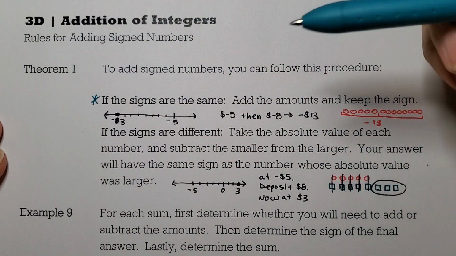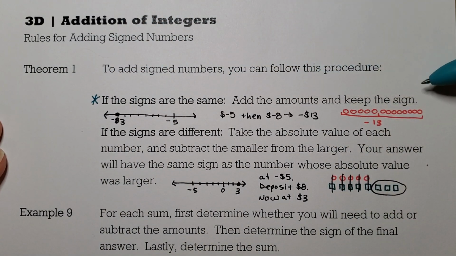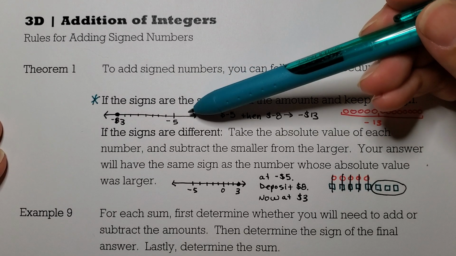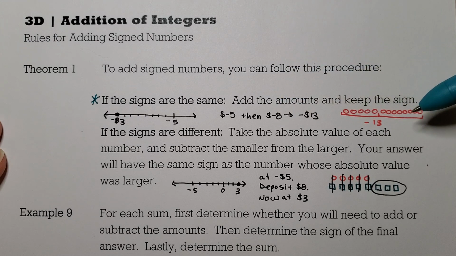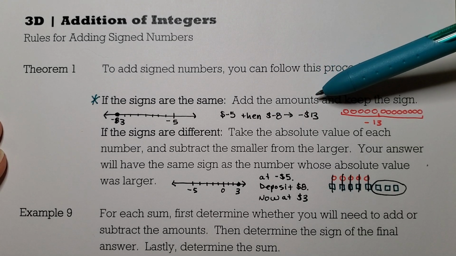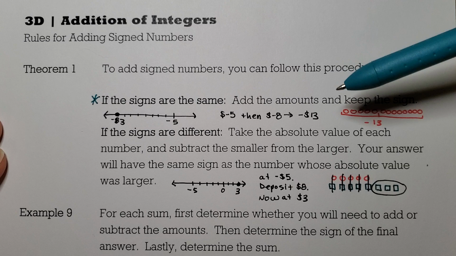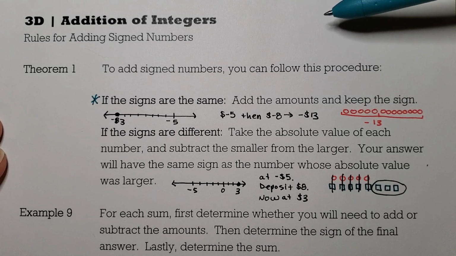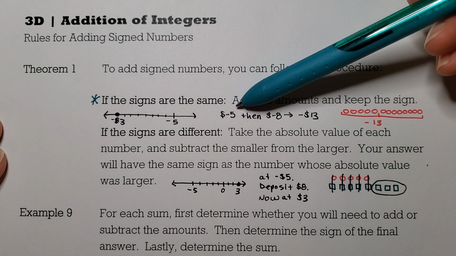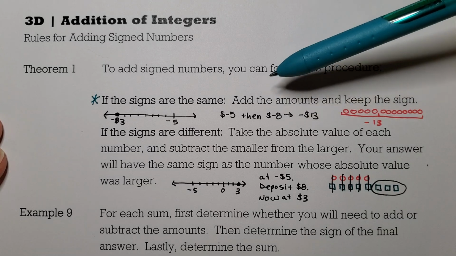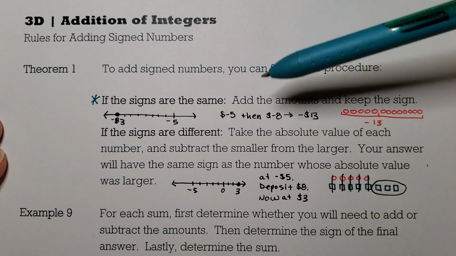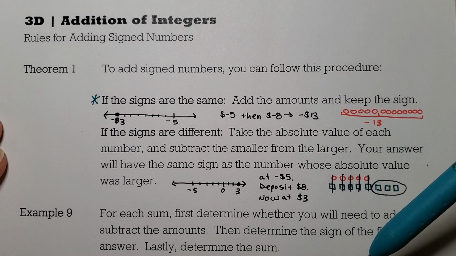If the signs are the same, then you add the amounts and you keep the sign. This is what happened when we either added on a number line or thought in terms of money or drew out the pictures. So what I've done here is I've illustrated -5 and -8 if we're adding them together. The reason you add the amounts is because the values are working in the same direction. So if I take $5 out and then I take $8 out, I've just taken a bunch of money out. So I've taken money in the same direction.